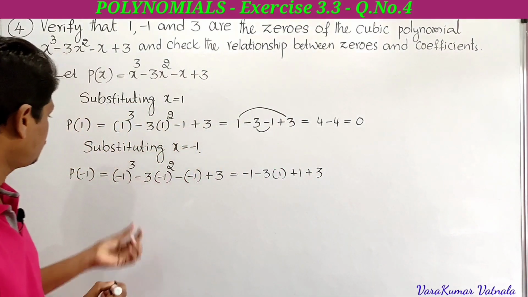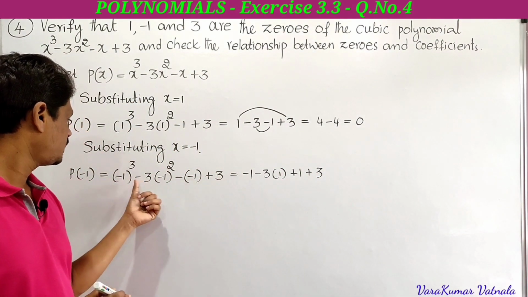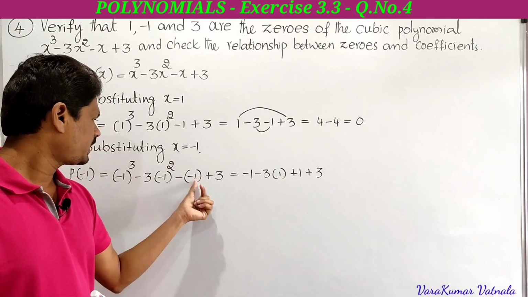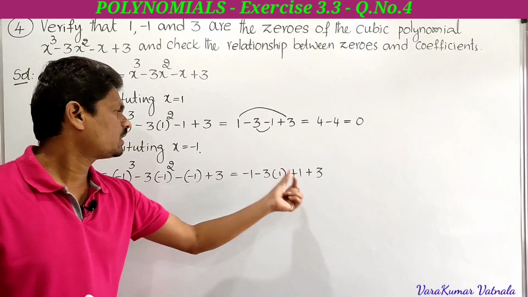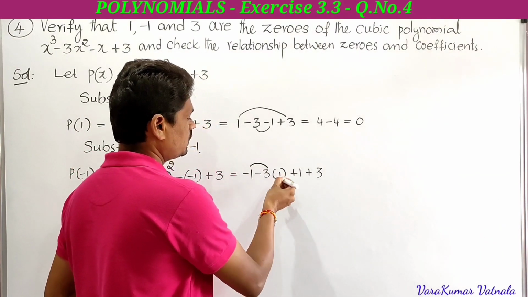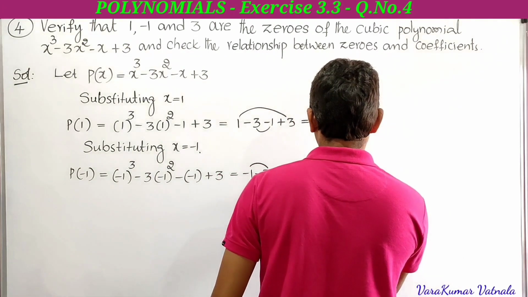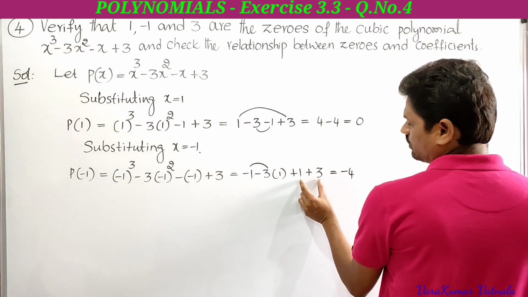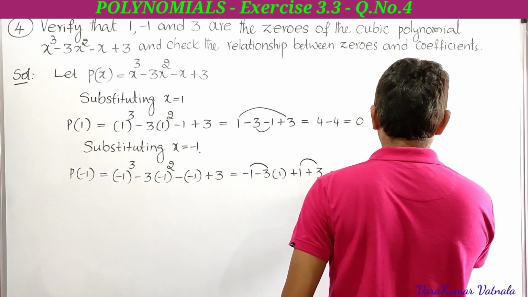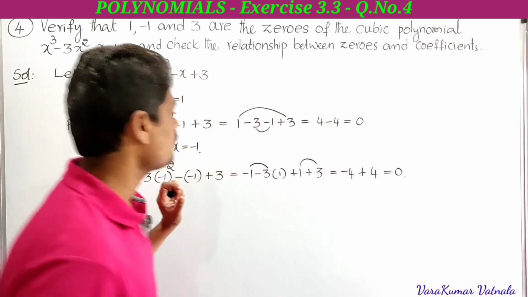So minus 1 whole cube is minus 1, minus 3 into minus 1 whole square is minus 3, minus into minus is plus 1, and here plus 3. So minus 1 minus 3 is minus 4, and 1 plus 3 is plus 4. So minus 4 plus 4 is also 0. This is p of minus 1.